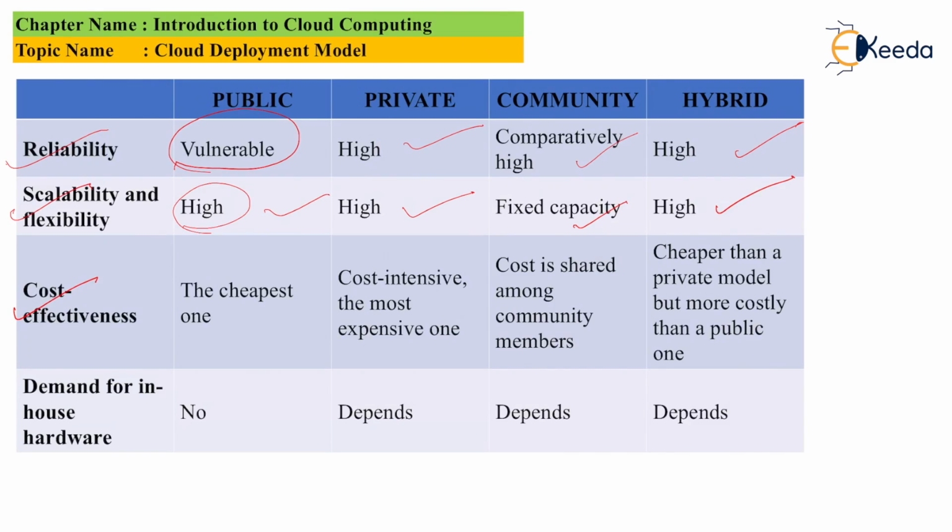Comes the cost effectiveness. In public cloud, it is the cheapest one. Private cloud is cost intensive, the most expensive one. Community cloud, cost is shared among community members. And hybrid cloud is cheaper than a private model but more costly than a public one. The next point is demand for in-house hardware. In public cloud, there is no demand for in-house hardware. In private cloud, it depends on the amount of services we need. Similarly, it is in the community cloud and also in the hybrid cloud.